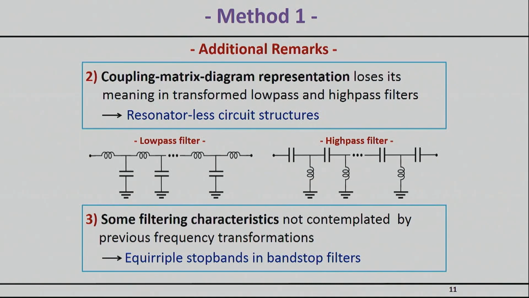There are a couple of other additional remarks which I kind of already mentioned. So the first one is that the coupling diagram loses its meaning when you transform from a low pass to high pass or anything else. So again, you don't implement what you see in the low pass diagram. And finally, not every single characteristic that you might want can actually be implemented by the mappings that I gave you before, right? So for example, if you want an equiripple stop band characteristic, it's not going to happen from the mappings I gave you before. So you need to be careful of what characteristics of the filtering are critical and which ones are not.